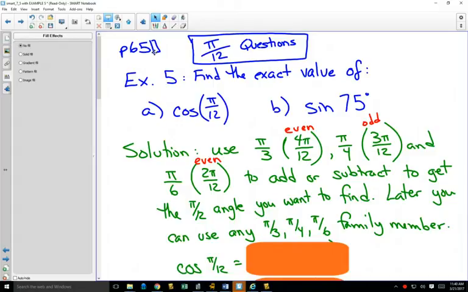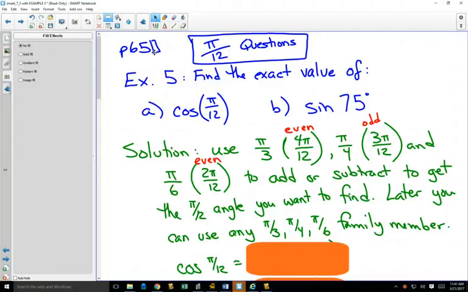sum and difference identities. So what I have here with pi over 3, pi over 4, and pi over 6 is I've changed them to have a common denominator of 12. Pi over 3 is 4 pi over 12. Pi over 4, 3 pi over 12, and pi over 6 is 2 pi over 12. So can you use any two of those to add or subtract to get pi over 12? Yes. Can you give me one example?